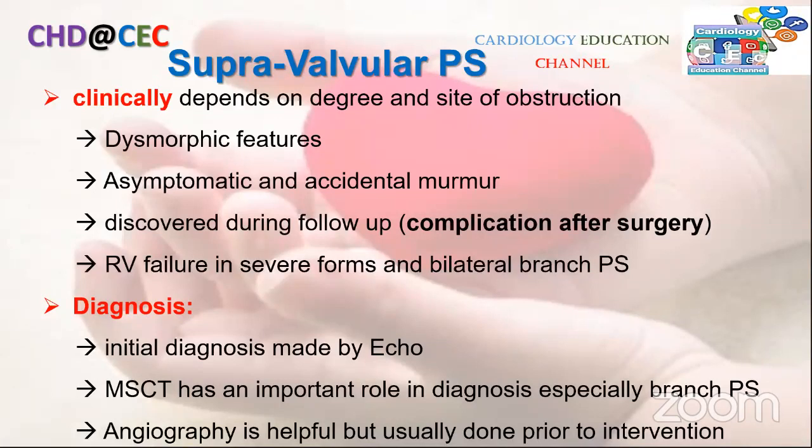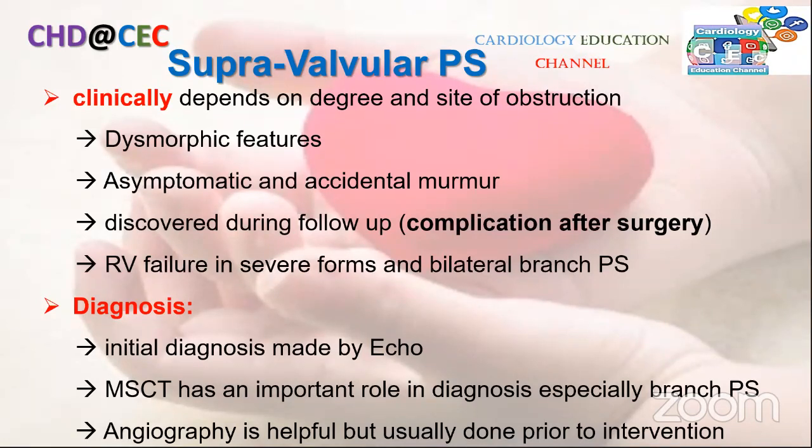Clinically, the supravalvular pulmonary stenosis depends also on the degree and the site of obstruction. So when you are evaluating a patient with supravalvular pulmonary stenosis, you should look for the dysmorphic features, because as we mentioned, this is commonly associated with syndromic patients. Sometimes it may be asymptomatic with an accidental murmur discovered during routine examination, may be discovered during follow-up as a complication after surgery, or in severe forms or bilateral branch pulmonary stenosis in syndromic patients. Also, you can have a patient presenting with RV failure.